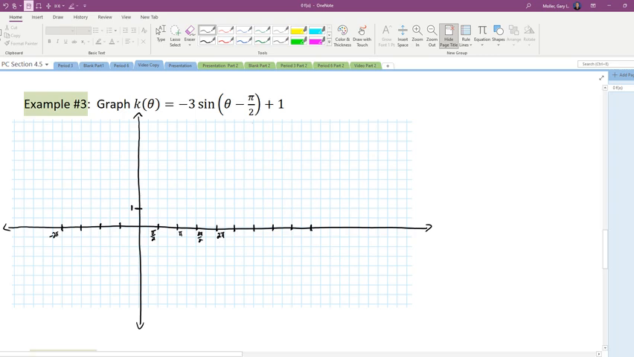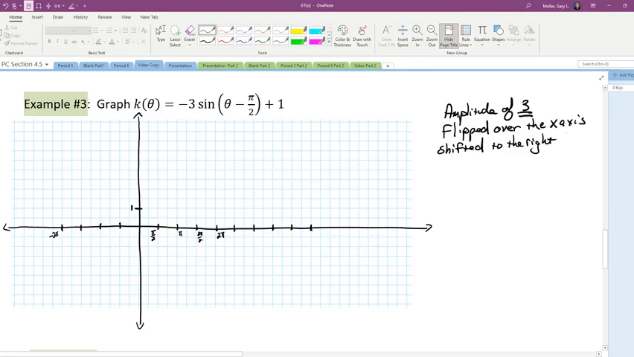Okay, so what's going on with this graph? Well, I know that it has an amplitude of 3, which means it's vertically stretched 3. I know it has flipped upside down, so flipped over the x-axis. I know it has shifted to the right pi over 2. And I know it has shifted up 1, which is a lot.